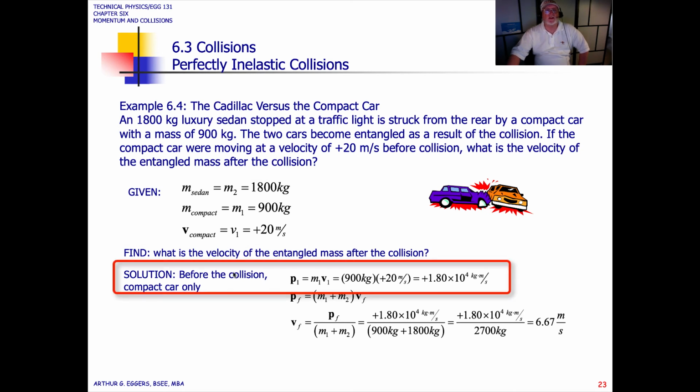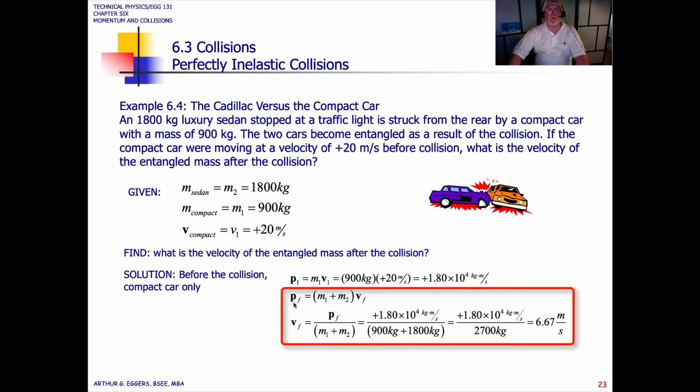So the solution says that before the collision, compact only. Remember I said we're going to divide these up and create boundary problems here. So momentum 1 is equal to mass 1, velocity 1, which gives us the 900 kilogram car times 20 meters per second, equals 1.8 times 10 to the 4th kilogram meters per second.